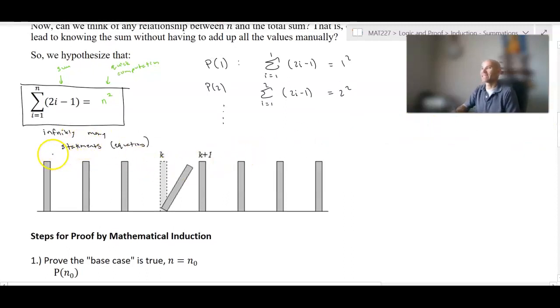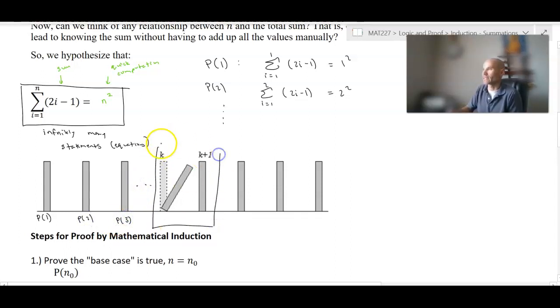Remember, the idea is this. P of 1, in our case, is the base case down here, number 1. Prove the base case is true, n equals n naught. Our n naught, our initial case, is 1 because n can be as small as 1. And then P of 2, P of 3. And remember, we're not claiming that this important piece here is smack dab in the center. This is just a visual representation. So we prove that the base case is true.